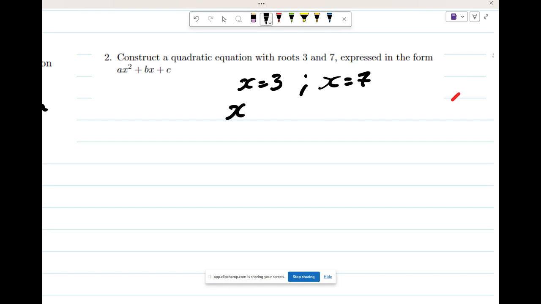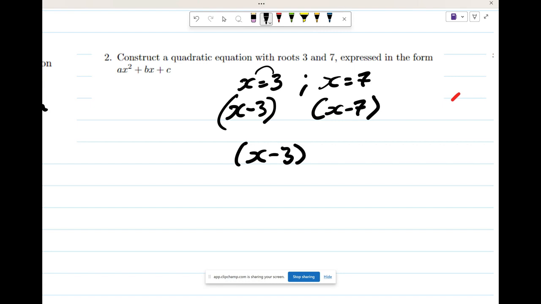But this also means that if we bring the 3 to the other side, x minus 3 is a factor of the quadratic expression, and x minus 7 is a factor. And if we multiply these together, we'll get our quadratic expression. So factors multiplied together give the equation, roots subbed in give 0.